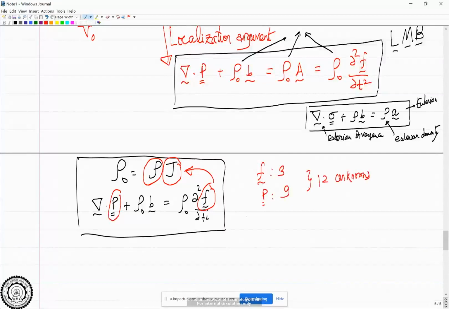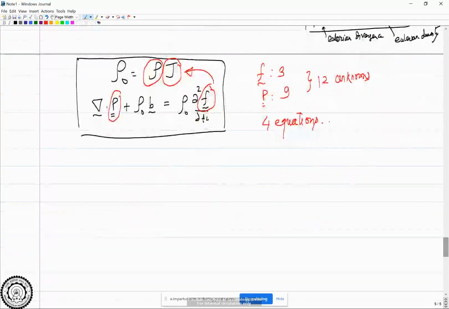But how many equations? 4 equations only till now. So obviously we can't stop here. We have to derive more equations. So you have to think from physics what other equation can be used. So we have done mass continuity, we have done Newton's second law, there is linear momentum balance. Is there something else that we can use? Sir, angular momentum balance. Exactly. So you can also use angular momentum balance. So let us try to do that now.